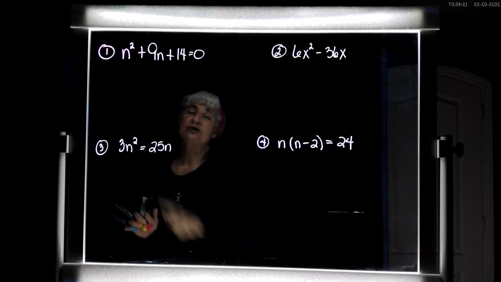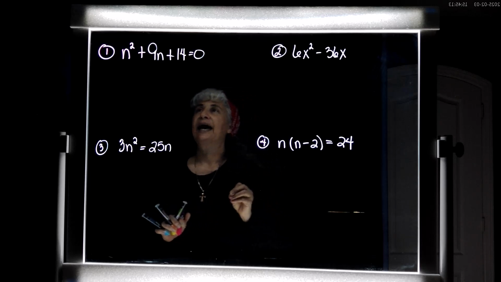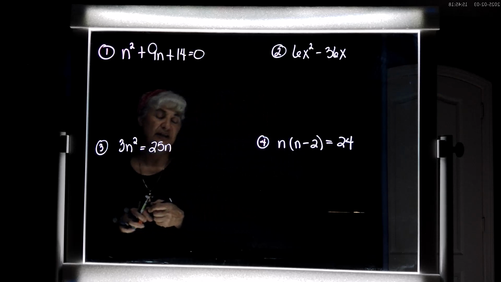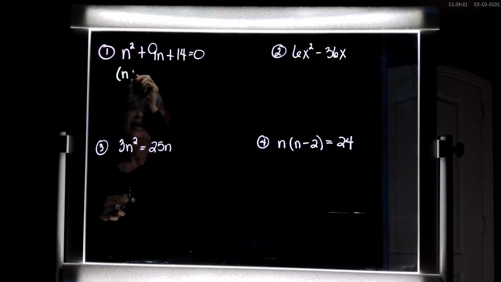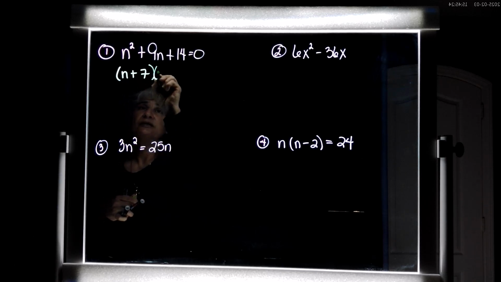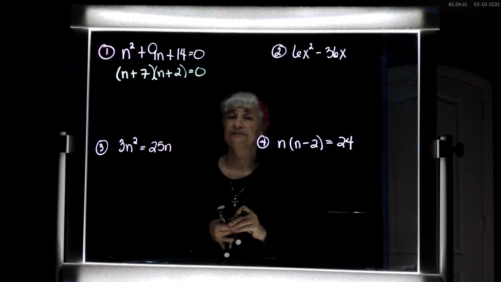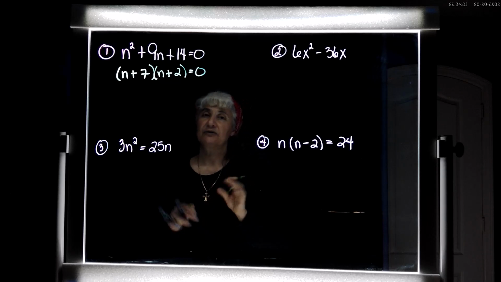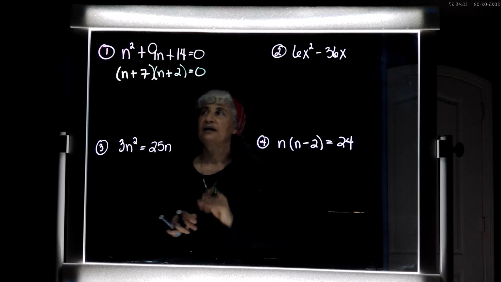I have a second degree equation. It must be equal to 0 to factor correctly. And so, did you factor it already? Okay, let's see if we get the same thing. I end up with n plus 7 quantity times n plus 2 quantity equals 0. Good? Good.